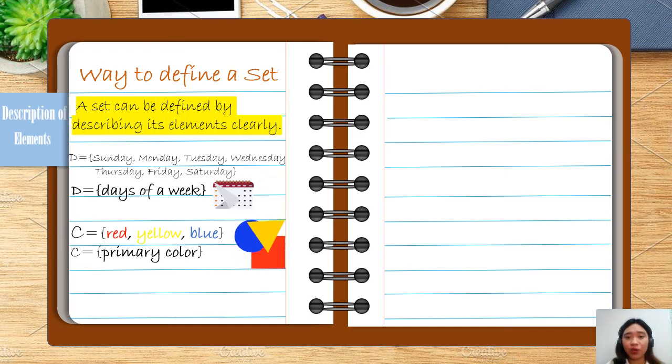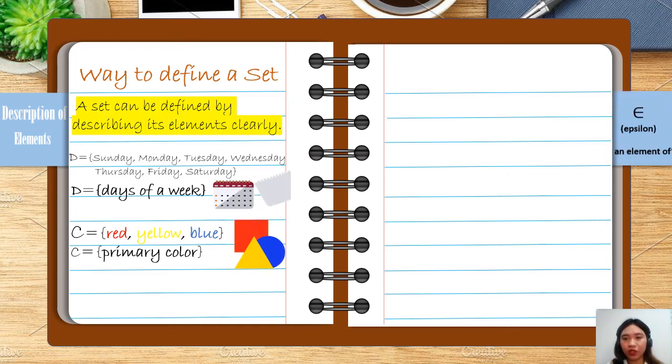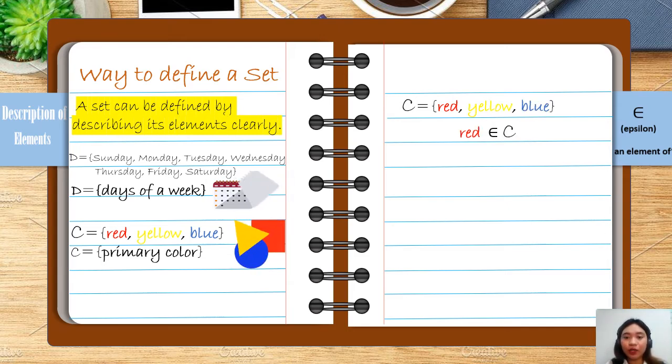In set language, the Greek letter epsilon means "an element of." For example, we have set C: red, yellow, and blue. Red is an element of C, yellow is an element of C, and blue is an element of C. But green is not an element of C since green is not listed among the elements in set C.